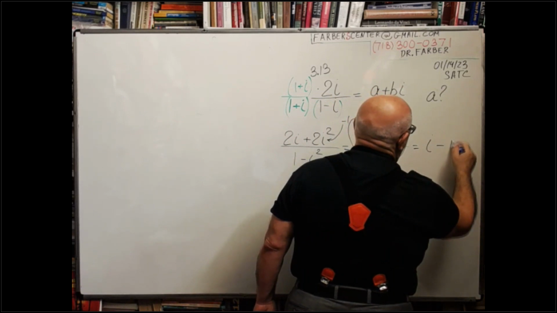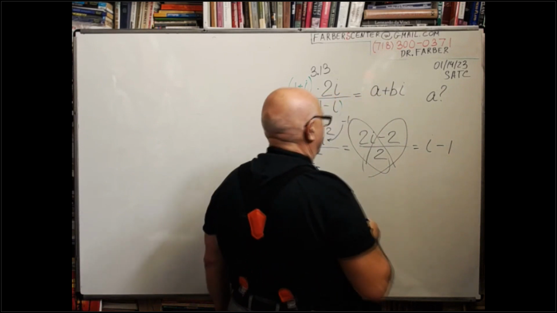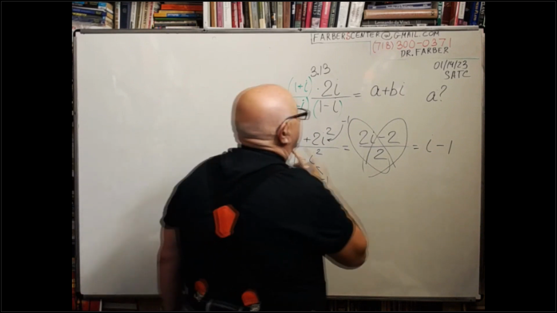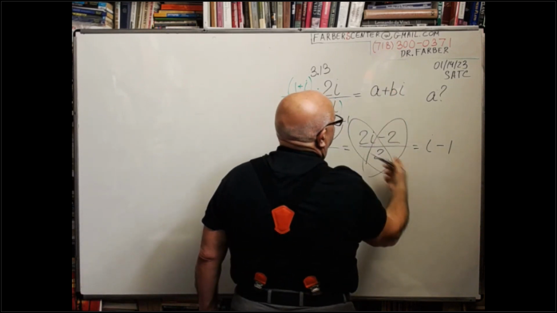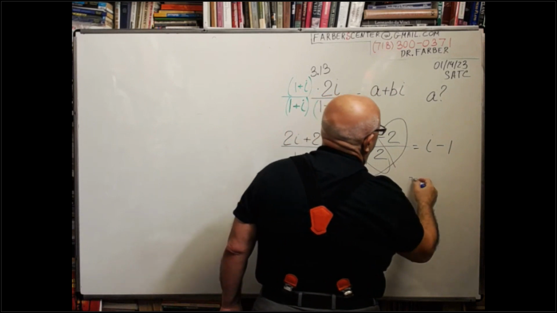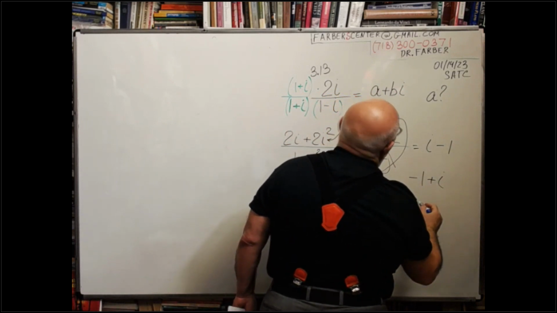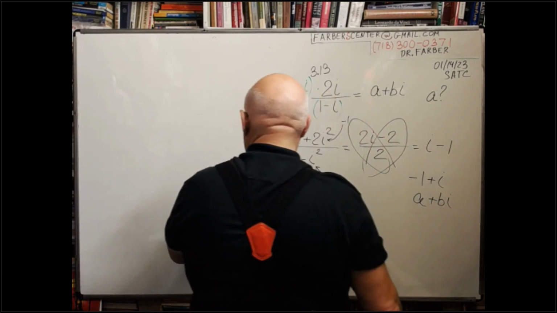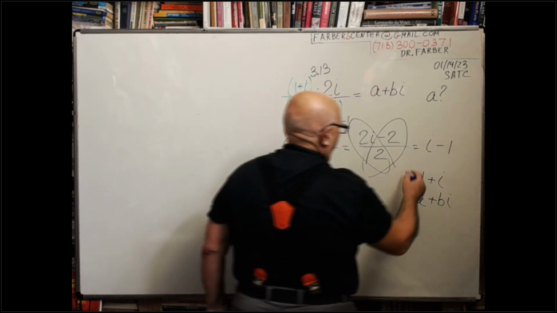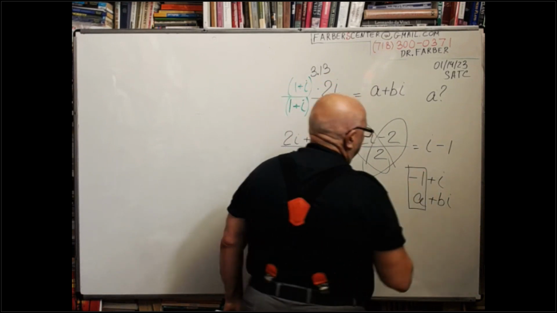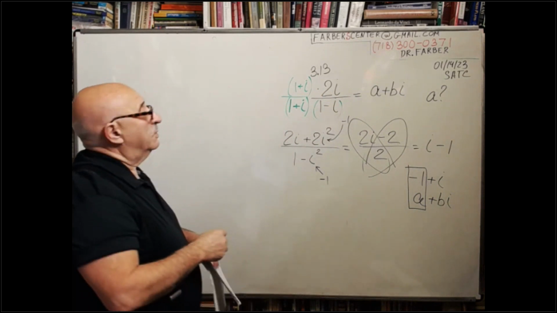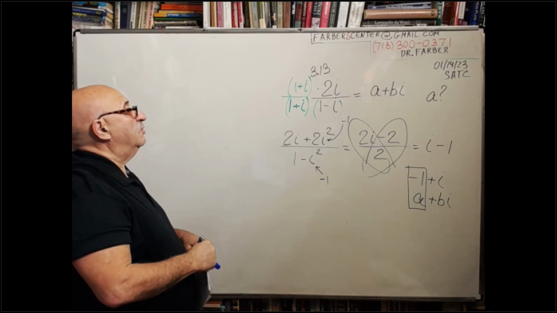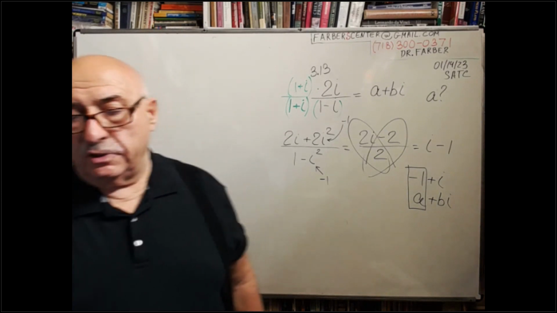minus 1. Now normalize. Generally speaking, a complex number is represented by a plus bi, this real part, this imaginary part. So I unscramble. It will be -1 plus i, which is the same. And this is a plus bi. They ask you to find what? a. a equals -1. So the recipe for this: multiply by conjugate. Never leave complex numbers in the denominator. Understand this 100%.